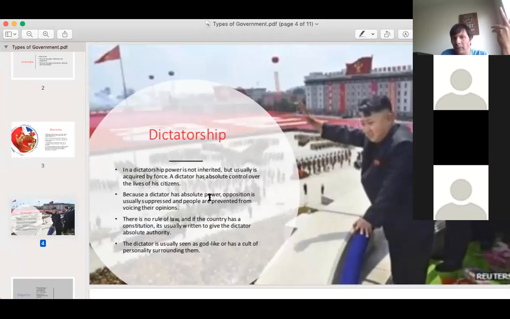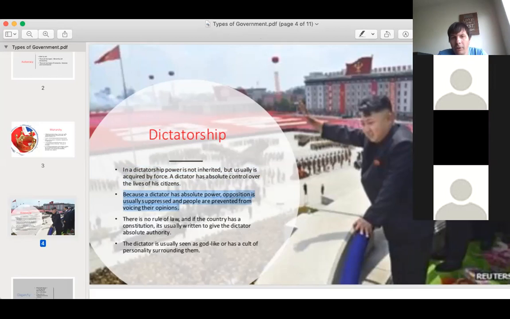Yes. So the first thing they want is a definition. Eli, can you give me a good definition of what a dictator is or a dictatorship? Can I read off the paper? But you're going to put it in your own words. So here, do this. Eli, can you read this? And then we're going to put it in our own words. In a dictatorship, power is not inherited, but usually is acquired by force. A dictator has absolute control over the lives of his citizens. Because a dictator has absolute power, opposition is usually suppressed, and people are prevented from voicing their own opinions. So give me a kid definition for a dictatorship. I can do that. A rule acquired by force with absolute control over the people's daily lives.